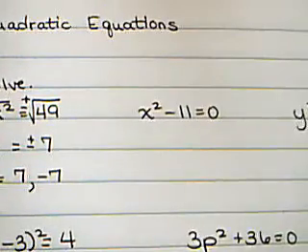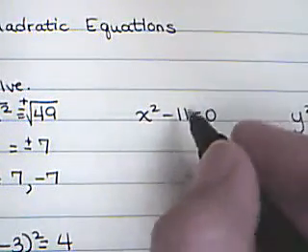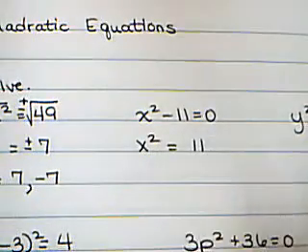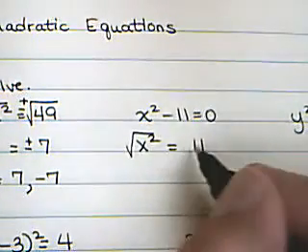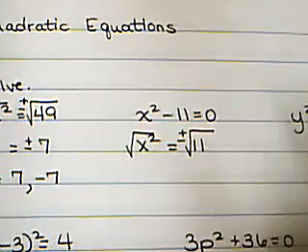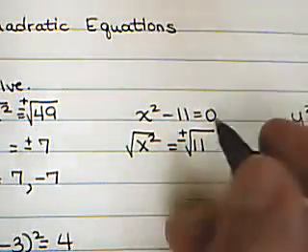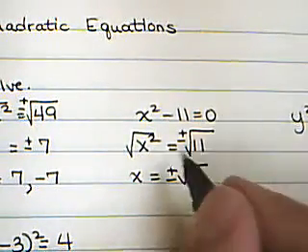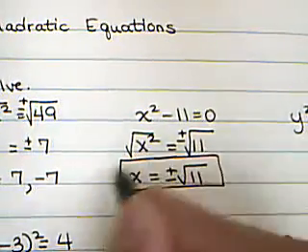In this next example, we need to have our square term by itself, so that means we're going to add 11 to both sides, so we would have x squared equals positive 11. Then take the square root of both sides, putting your plus or minus right there because it is both positive and negative, we'd be left with x equals plus or minus the square root of 11, and we don't know the square root of 11 because it's a prime number.